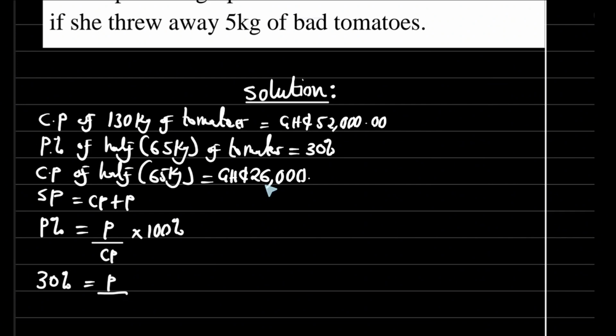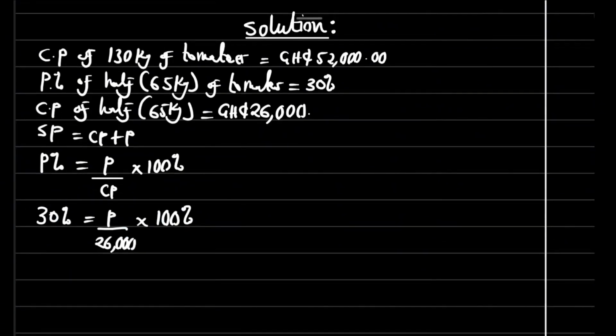But we know the cost price for the half of the tomatoes was 26,000. So we have 26,000 also coming up here, and then multiplying 100%. All right. So here we know percentage can cancel off percent when we divide. So we can deal with the numbers. So we'll have here 30 multiplying 26,000, and that should be equal to 100 multiplying P.